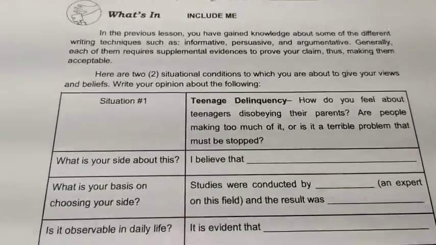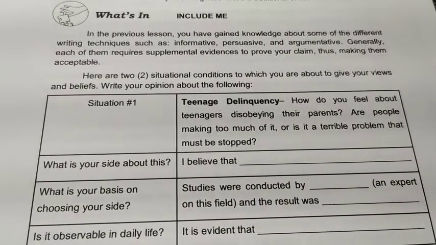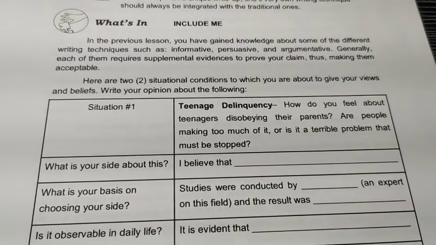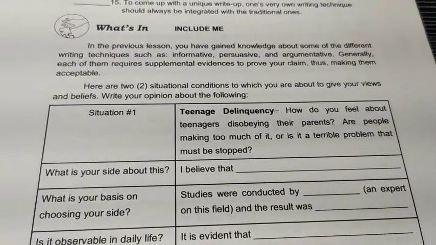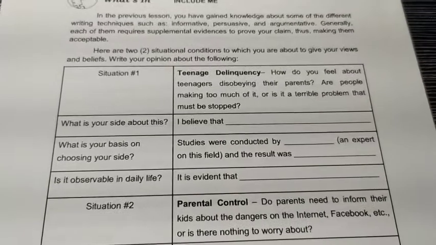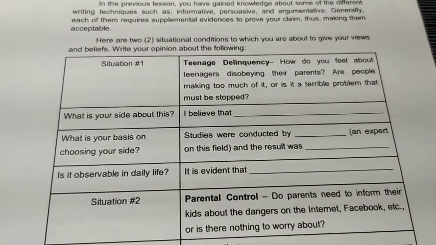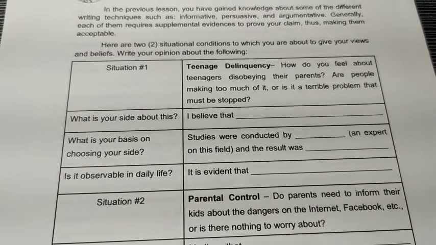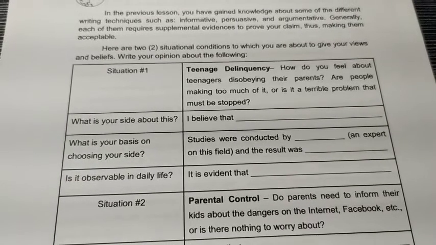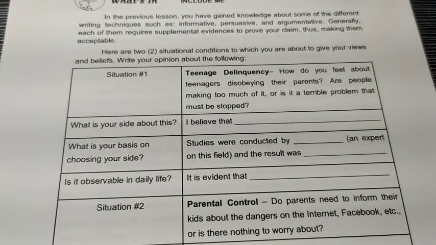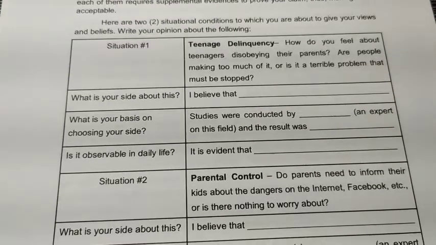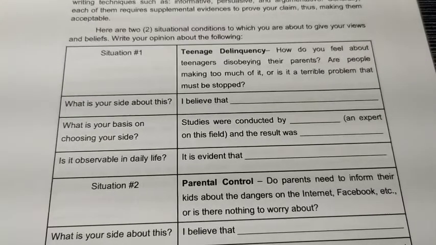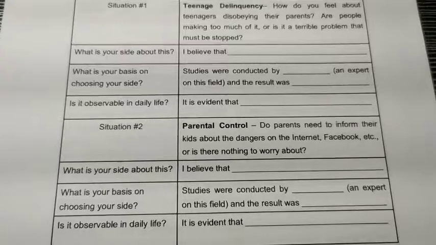So situation number 1 is all about teenage delinquency. We have here the questions. How do you feel about teenagers disobeying their parents? Are people making too much of it, or is it a terrible problem that must be stopped? So what is your side? Then what is your basis? You can use your internet access and different applications to search. It's recommended to use Google Scholar, because there are studies and researches there that you can connect to specific topics.